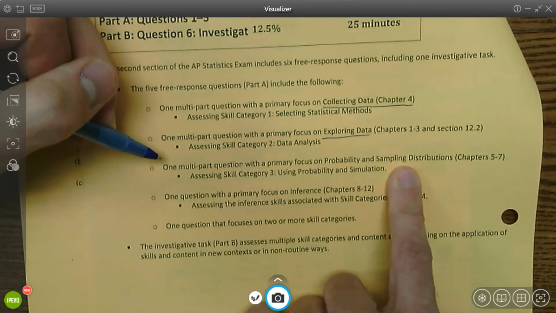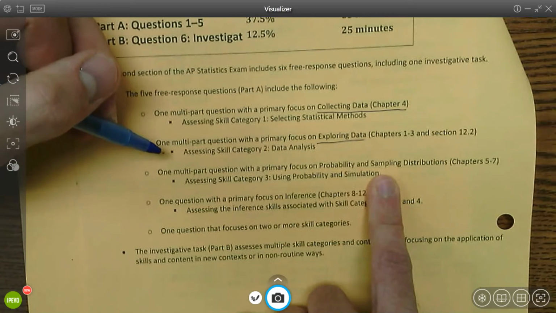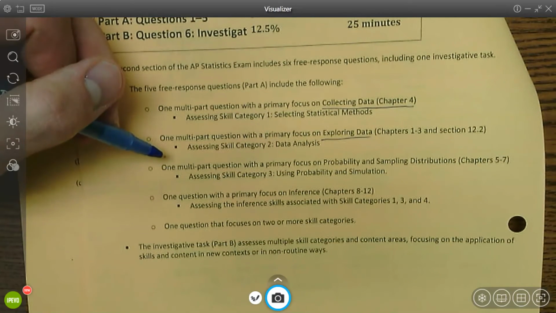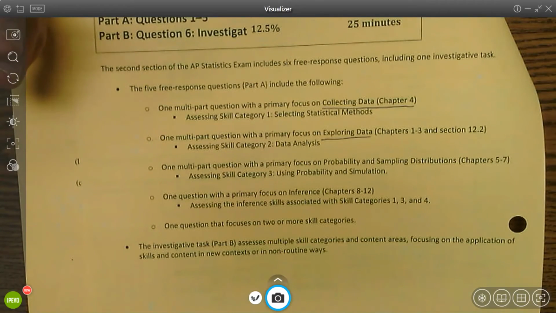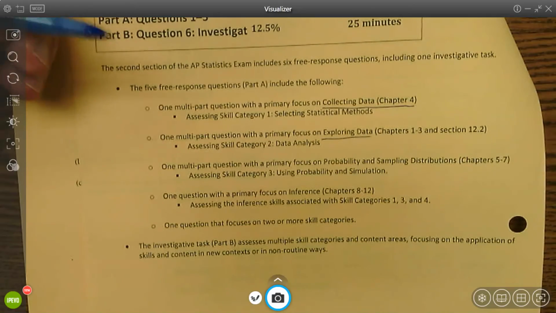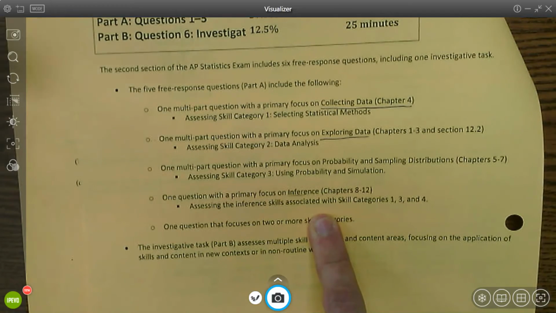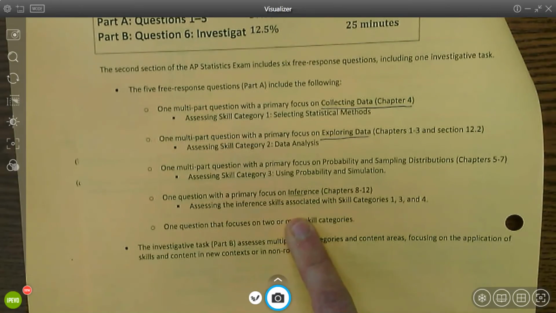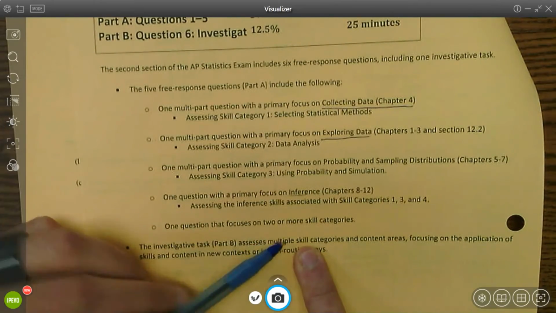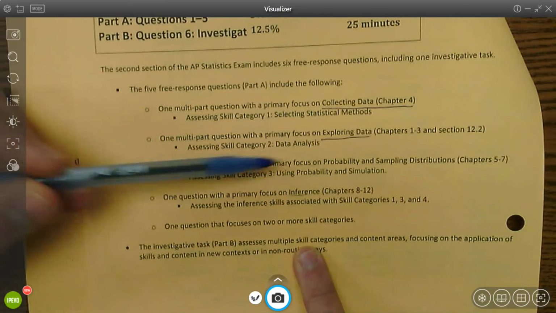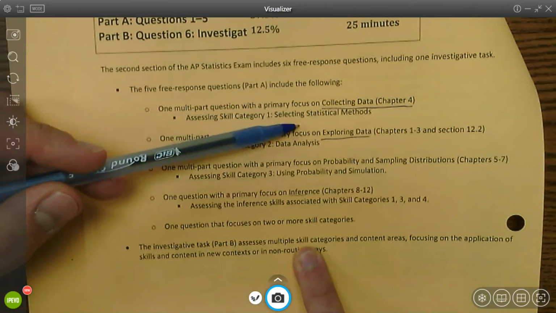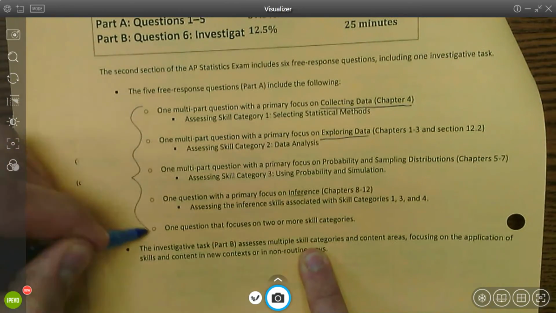Another question is going to deal with probability and sampling distributions. That's going to be the focus. So that's chapters 5, 6, and 7. Could be a z-score, find a probability. Could be a tree diagram, two-way table, Venn diagram, possibly with replacement, without replacement, binomial, geometric, anything along those lines. So that covers 3. One question on inference. This is chapters 8 through 12. I would almost guarantee it's going to be a hypothesis test. Could be a confidence interval, but most likely a hypothesis test with means, proportions, chi-squared, or slope. And then one question that has 2 or more skills. So it's going to be a combination of the things above. It might have probability and inference. So it could be like a probability question, then a confidence interval kind of thing. So that covers what to expect for the first 5 questions.